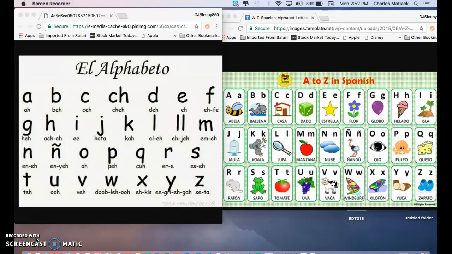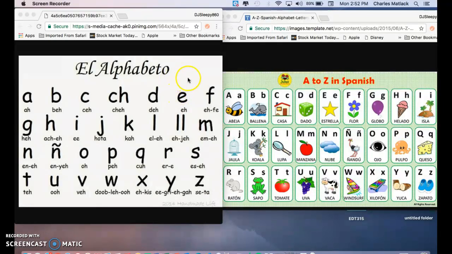Charles Matlack here, and today we are going to go over our first lesson in the Spanish language. Now, what is the first thing anybody learns when learning a new language? Whether it be your native language in first or second grade, or a new language that you are learning on your own. Well, of course, that is the alphabet, or in Spanish, el alfabeto.